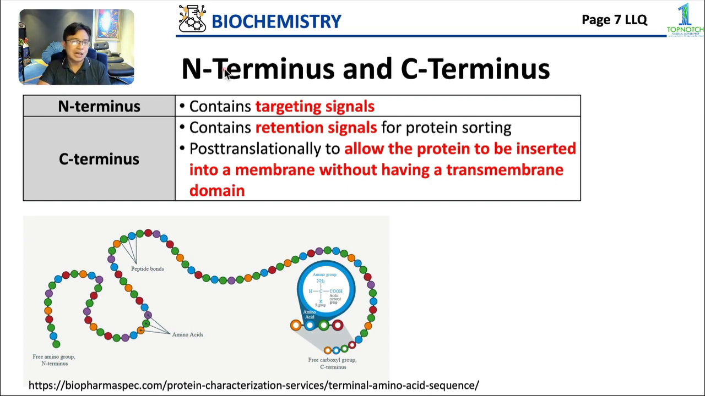Now, if you want to allow your amino acid to stay in a certain area of the cell or body, you should have retention signals. And they're mainly found at the C-terminus of your amino acid sequence.